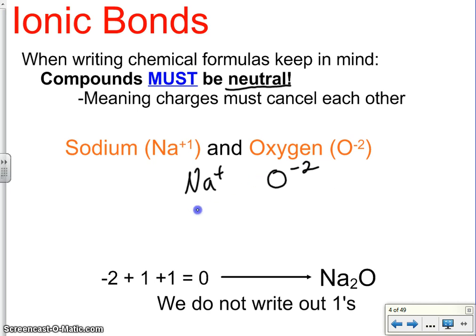So that's a problem. Well, what we can do is add another sodium. And what this now gives us is two positives and one negative 2, which does add up to equal 0, which gives us a neutral compound. And the way we write that is two sodiums, Na2, remember this bottom subscript represents how many, and one oxygen, and we don't write the 1 typically. So that's kind of how we get that.